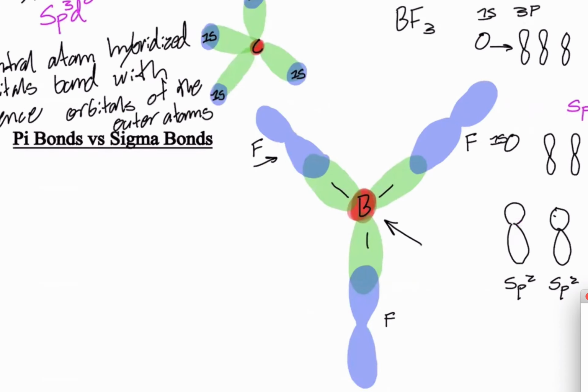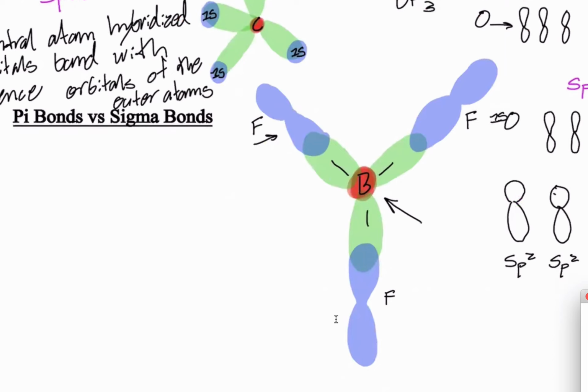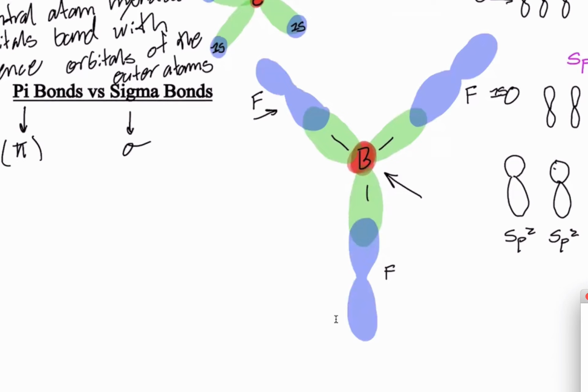All right, so now let's talk about pi and sigma bonds. Pi bonds, just the pi symbol, and sigma bonds look like that. Let's talk about the example of CH3. That molecule is going to look like this.